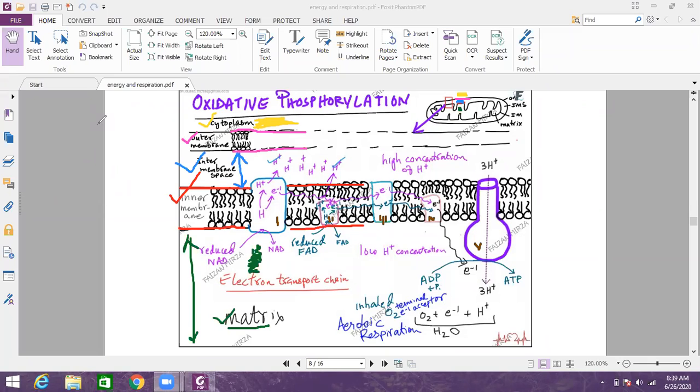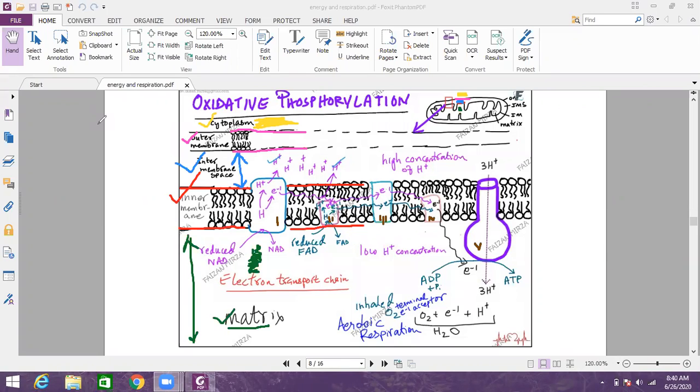The one that I have shaded yellow is cytoplasm. Then you have outer membrane, which I have outlined pink. Then this blue region shown by the arrow is the intermembrane space. Then the red lines are for the inner membrane, followed by the green arrow which shows the matrix.